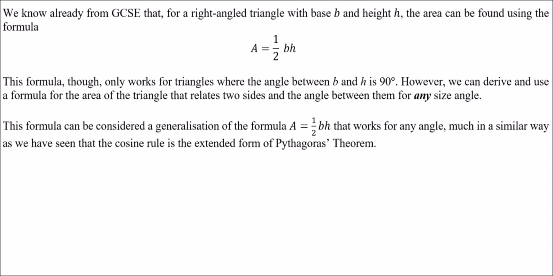This formula I'm going to derive now with you is essentially a generalization of area equals 1/2 bh that works for any angle, much in a similar way as we've seen that the cosine rule is the extended form of Pythagoras. So, like it says here, the result is very easy to prove. I'm going to show you how to prove it in these next few steps.